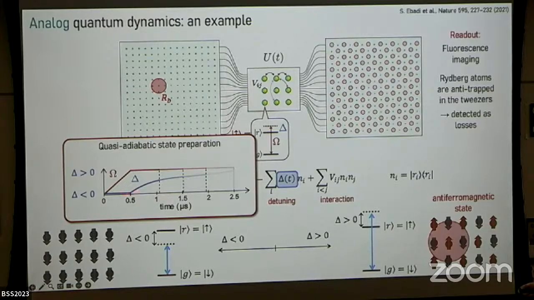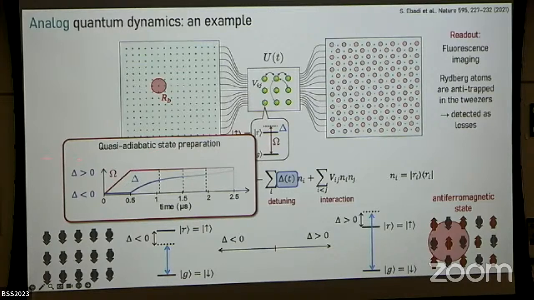And then what we do is we slowly tune the detuning. So we go from this situation to this one, so that we try to connect the initial trivial ground state to the more interesting, more complex ground state at large detunings. And this is the idea of a quasi-adiabatic state preparation. If you do this slowly enough, the system will follow the ground state of the Hamiltonian at each time, right? Are you familiar with this idea?